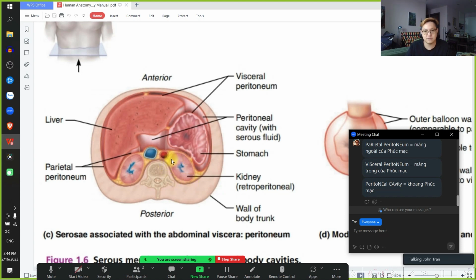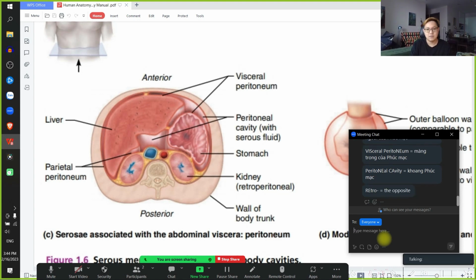What is funny here is you have something called retroperitoneal. Retro means the opposite. Retroperitoneal is like the peritoneum but reversed.